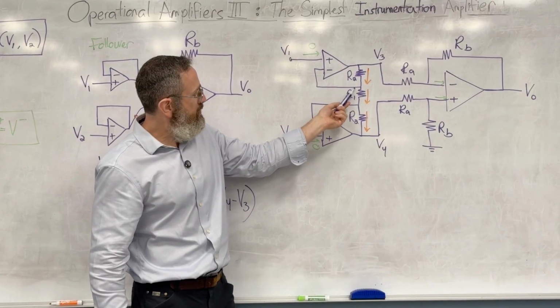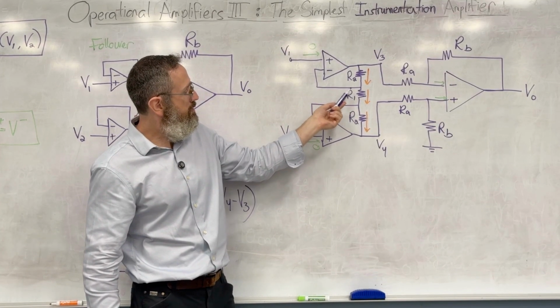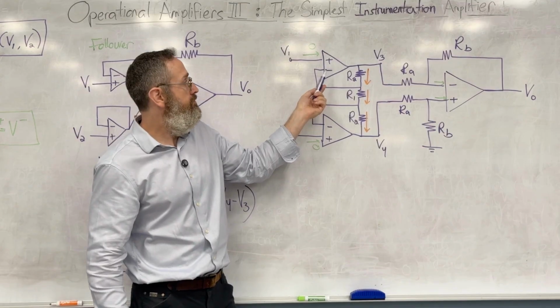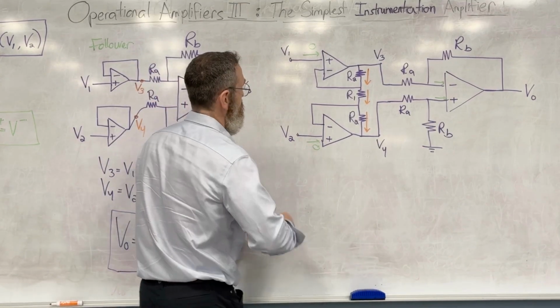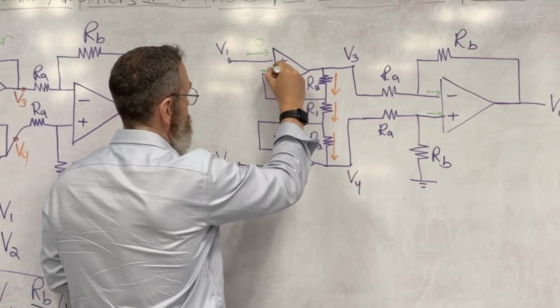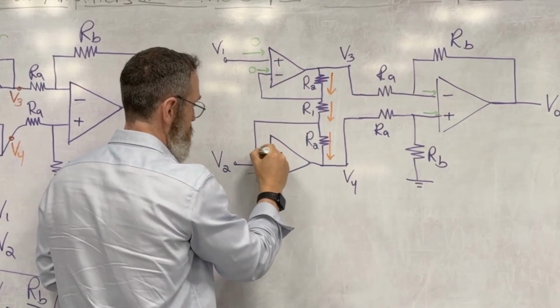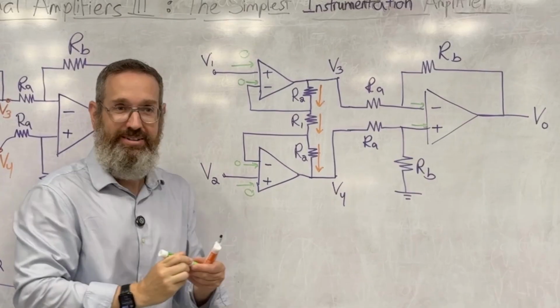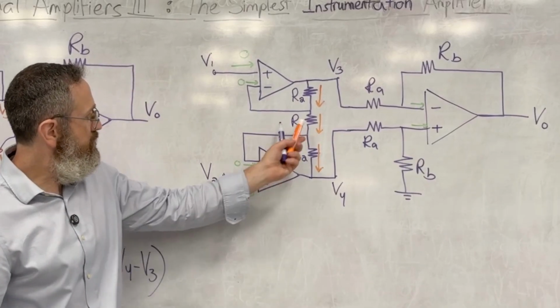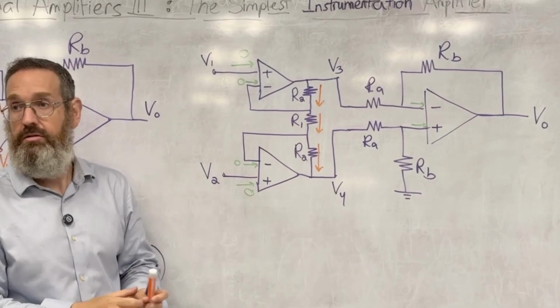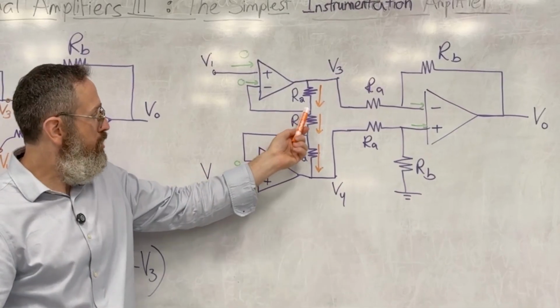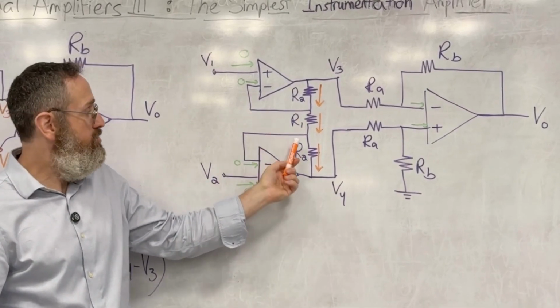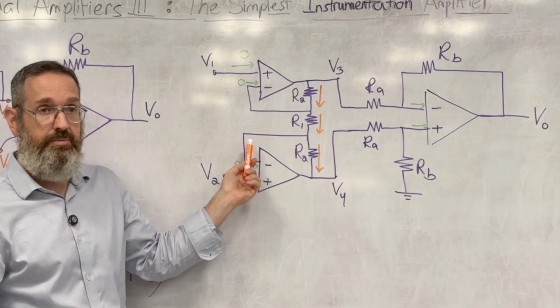How much current is flowing down this line? I guess I missed out. I should have drawn it to both terminals, right? 0, 0, right? How much current is flowing down this line? Nothing. There's no current flowing down this line. There's also no current flowing down this line.